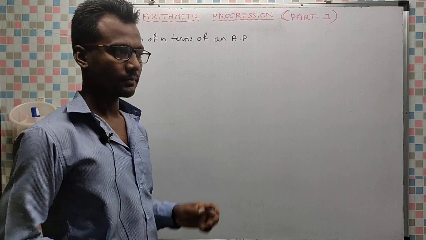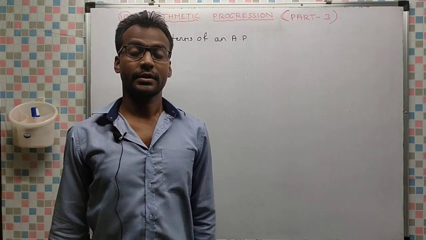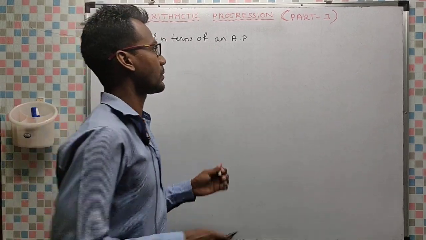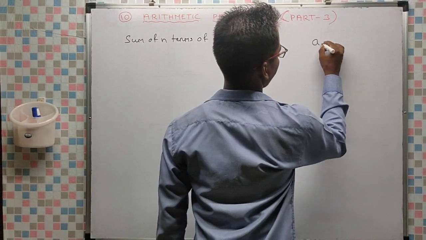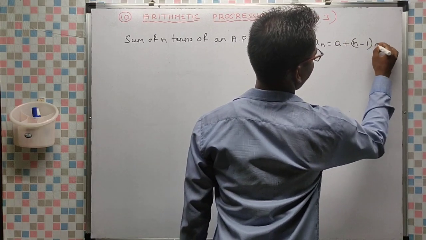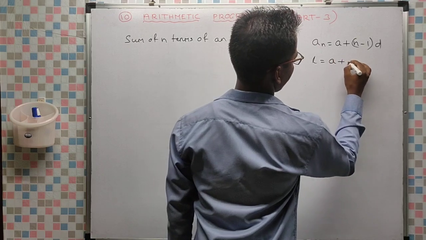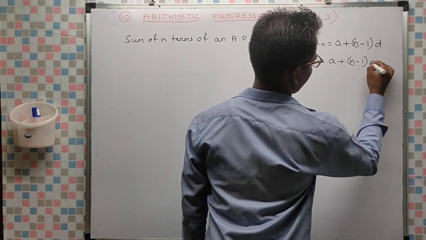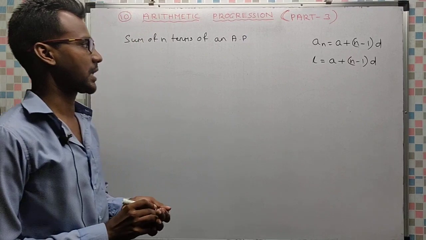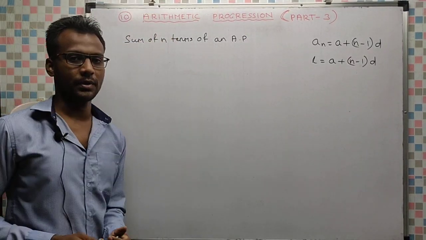In the previous two parts I have already explained the general formula. An is equal to a plus n minus 1 d. L is equal to a plus n minus 1 d. This I have explained in part 1. Now we will move to sum of n terms of an AP.